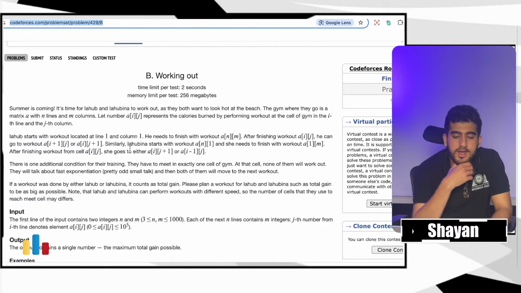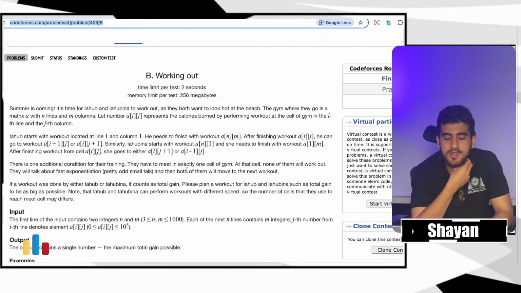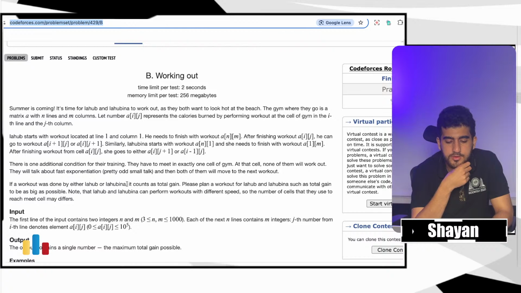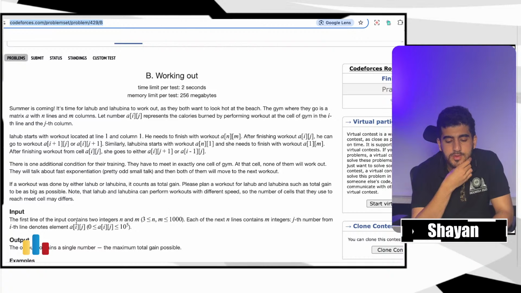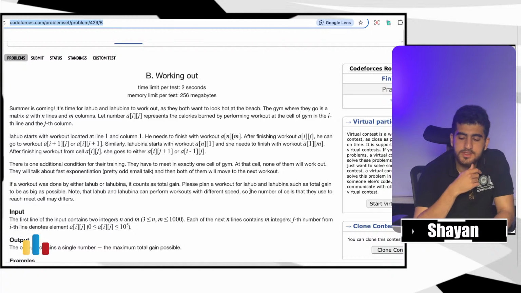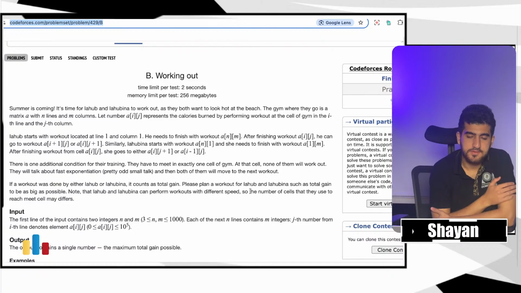There is one additional condition for the training. They have to meet in exactly one cell of the gym. At that cell, none of them will work out. They will talk about fast exponentiation, and then both of them will move to the next workout. If a workout was done by either Laub or Laubina, it counts as total gain. Please plan a workout for Laub and Laubina such that the total gain is as big as possible. They can perform workouts at different speeds, so the number of cells they use to reach the meeting cell may differ.